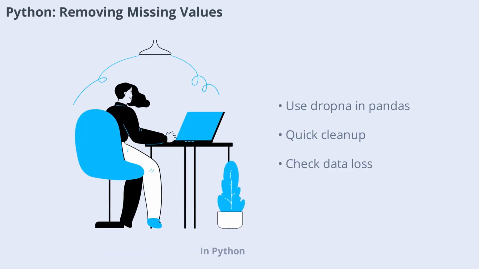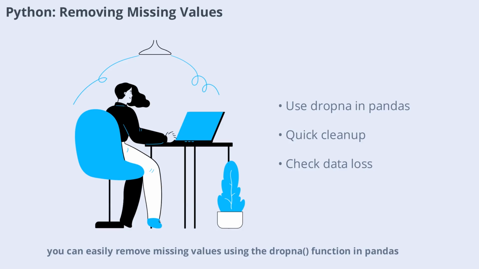In Python, you can easily remove missing values using the dropna function in pandas. This removes any rows with null entries, helping you quickly clean up your dataset. Just be sure you're not deleting too much valuable information.